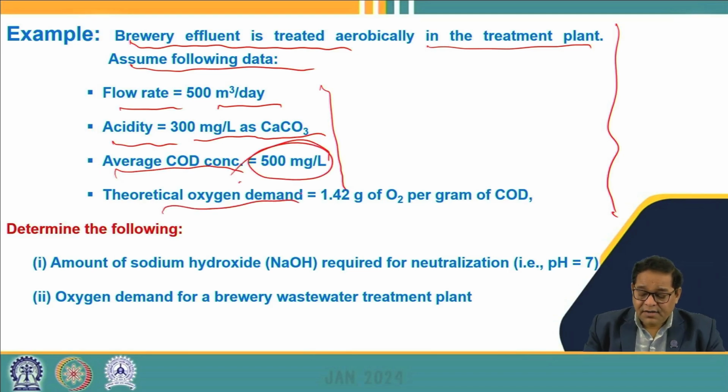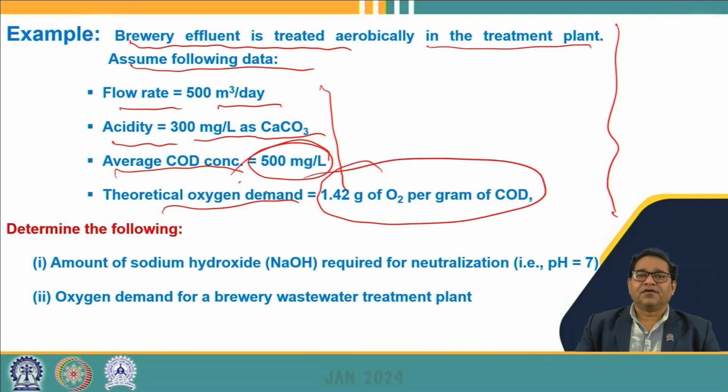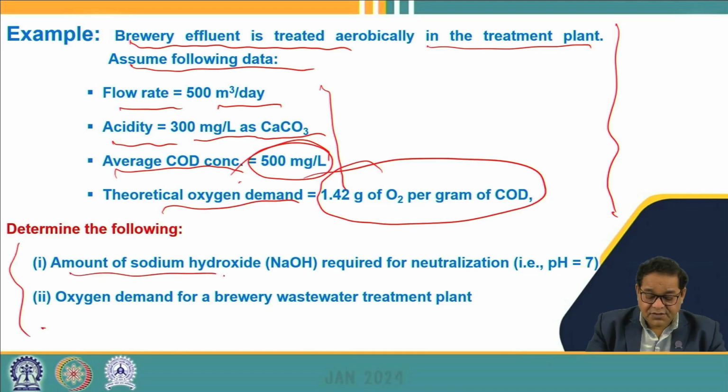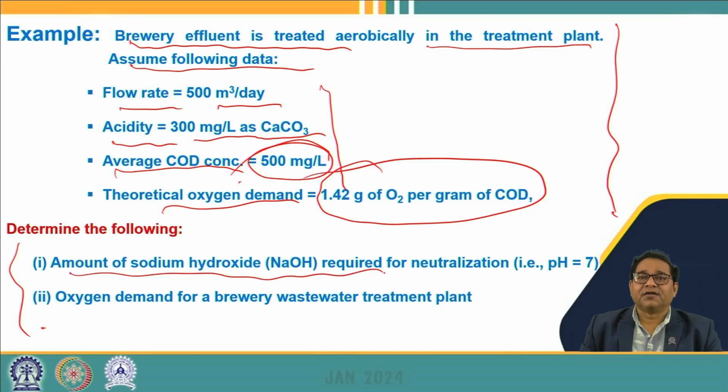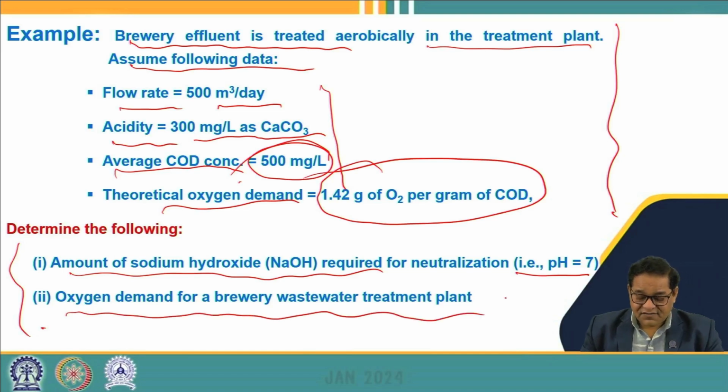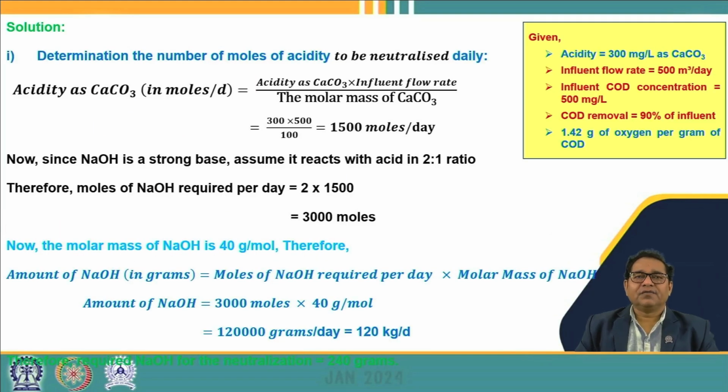The oxygen demand for removal of this COD is also given: 1.42 gram of oxygen will be required for removal of 1 gram of COD. For these given conditions, we have to determine how much sodium hydroxide will be required for neutralization to bring the pH to 7, and what will be the total oxygen demand for the treatment of the brewery wastewater. So let's start with the solution.